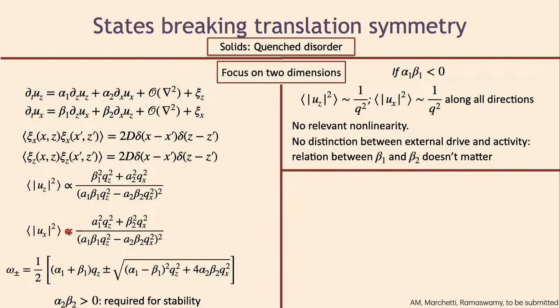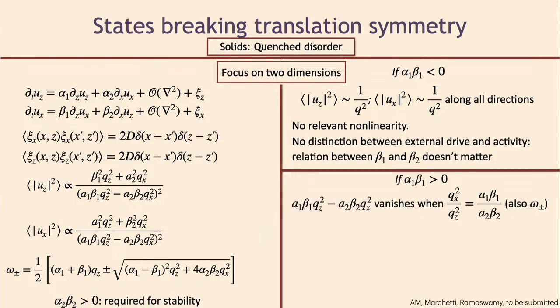If this denominator cannot vanish, then you see that for all directions of wave vector space, uz squared and ux squared average scale as 1 over q squared, where q is, so I should have mentioned that q is the wave number, okay? And then you can show that if it vanishes as 1 over q squared, there is no relevant nonlinearity in the problem. You cannot cook up a relevant nonlinearity here, okay? And again, the relation between beta 1 and beta 2 doesn't matter in any of this, okay?